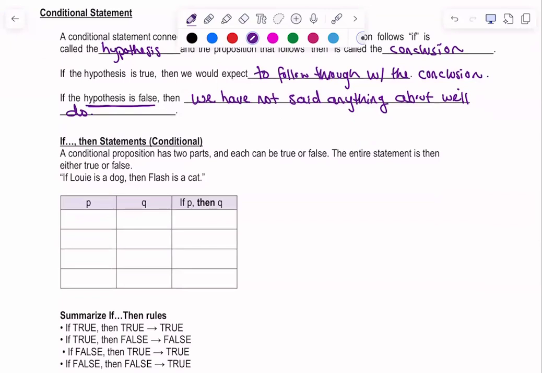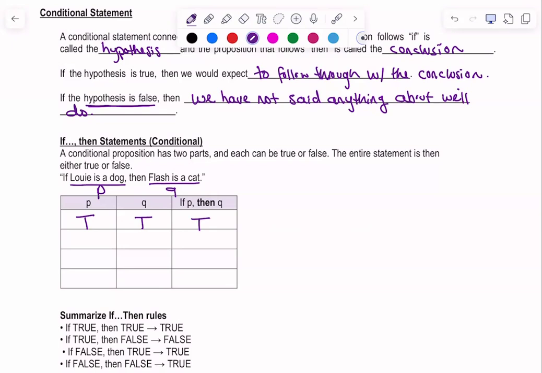A conditional proposition has two parts, and each can be true or false. The entire statement is then either true or false. So here's my conditional statement. If Louis is a dog, Louis is a dog is my P, and Flash is a cat is my Q. If I claim my hypothesis is true, Louis is a dog, and then Flash is a cat, that's also true. So if Louis is a dog, which is true, and Flash is a cat is also true, then this whole statement is true.